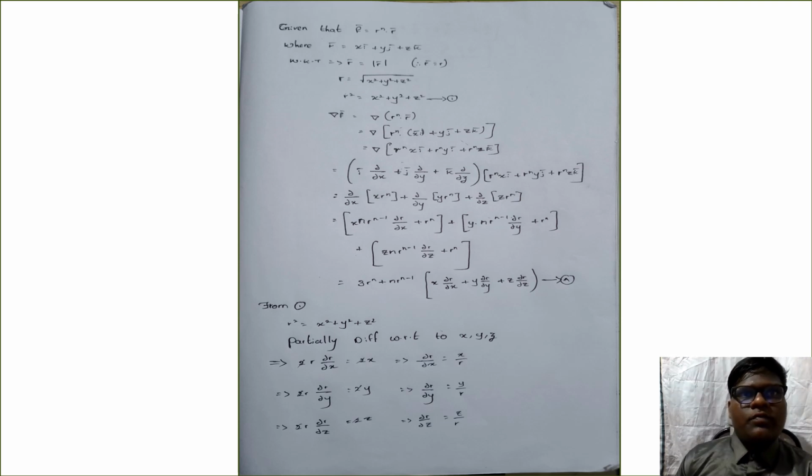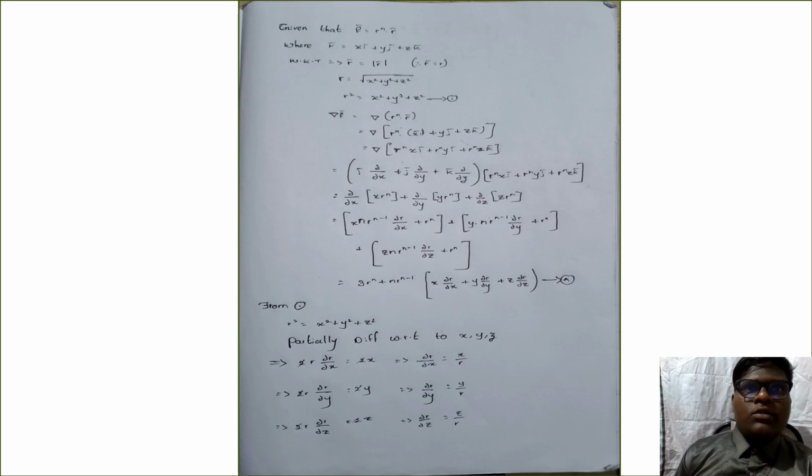Now del dot f bar is equal to del dot of r power n into r bar. Here f bar is equal to r power n into r bar. Now we substitute this, we get del dot of r power n into x i cap plus y j cap plus z k cap, that equals del dot of r power n into x i bar plus r power n into y j bar plus r power n into z k bar.